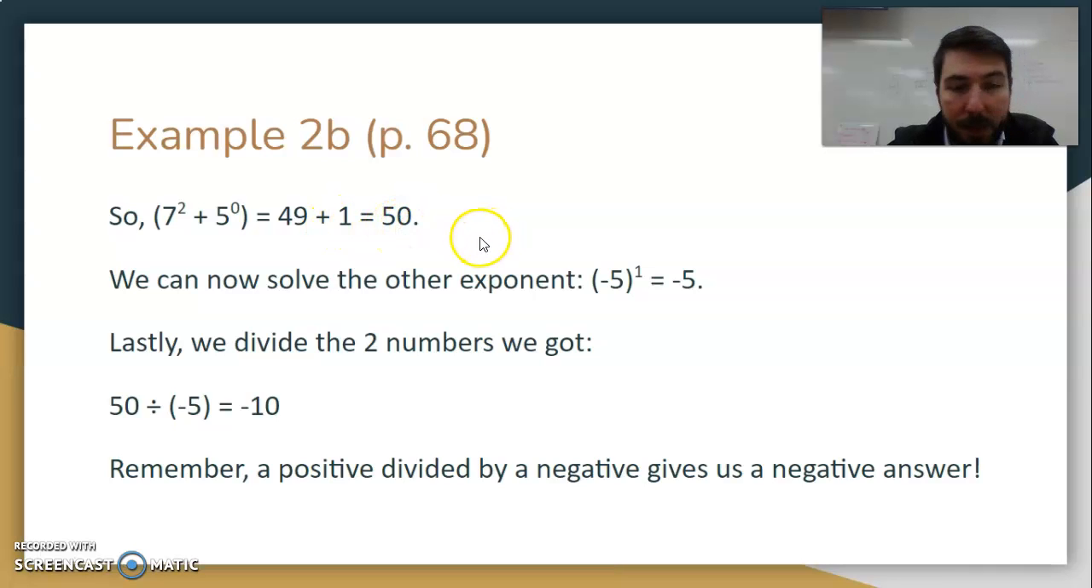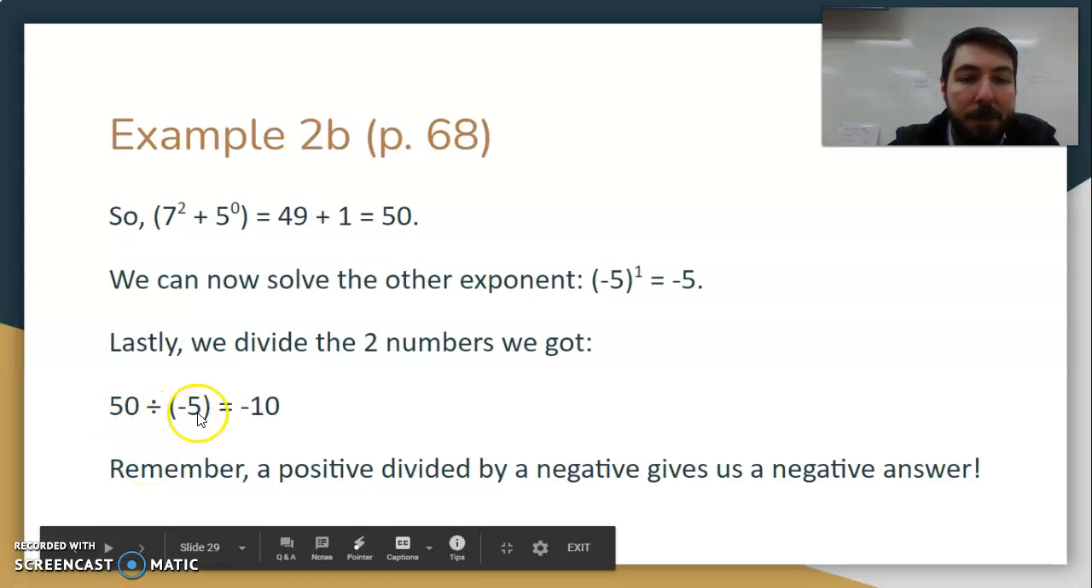On the other side of the divide, we have negative 5 to the power of 1. So again, we have an exponent, so we can solve that exponent. Negative 5 to the power of 1 just equals negative 5. It just equals itself. And now we got the answer on the left side, we got the answer on the right side, so now we can do the divide in the middle. And we get 50 divided by negative 5 equals negative 10. And I just put here a positive divided by a negative gives us a negative. Only if we have two negatives, that'll give us a positive answer.